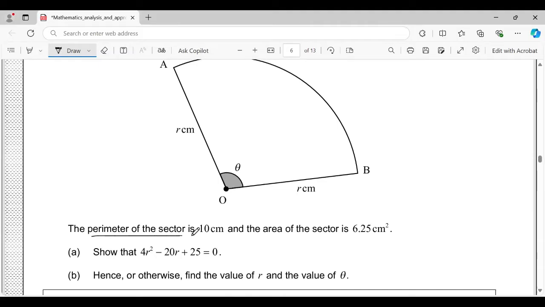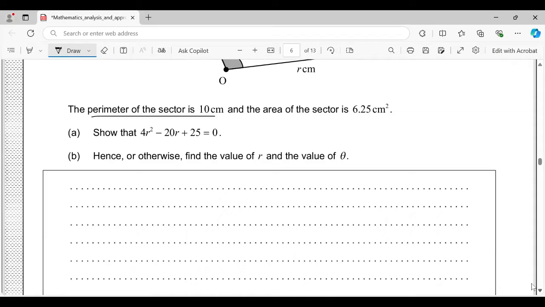The perimeter of this sector means AO plus OB plus AB. That's the perimeter, while the area of the sector is 6.25. Show that 4r squared minus 20r plus 25 equals 0, right?